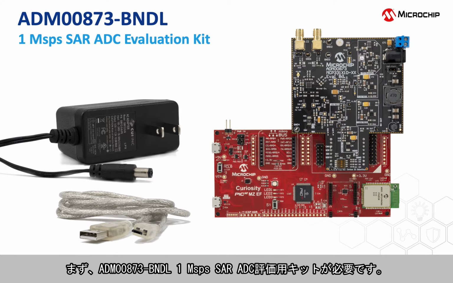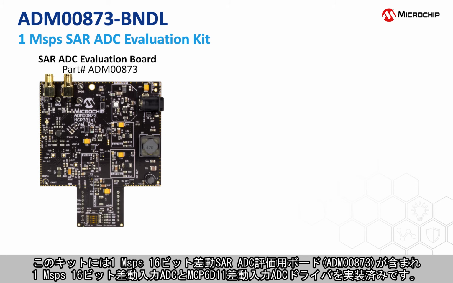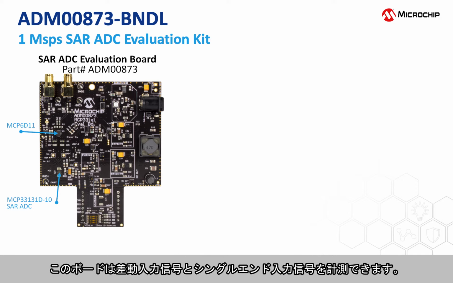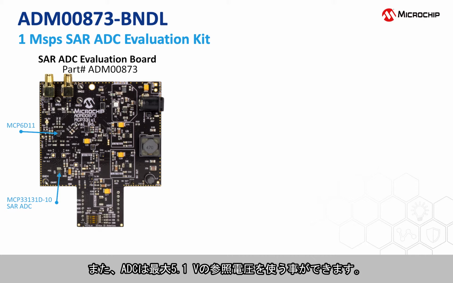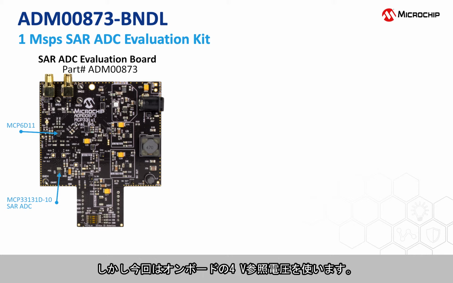First, you will need the ADM00873-BNDL 1 megasample per second SAR ADC evaluation kit. This kit includes the 1 megasample per second 16-bit differential SAR ADC evaluation board, or ADM00873, which includes the 1 megasample per second 16-bit differential input ADC and the MCP6D11 differential input ADC driver. This board can measure both differential and single-ended input signals. Also, the ADC can use up to 5.1 volts for the reference voltage, but for convenience I will be using the onboard 4-volt reference voltage.